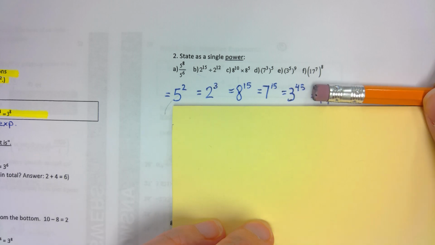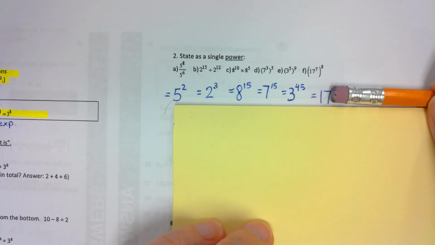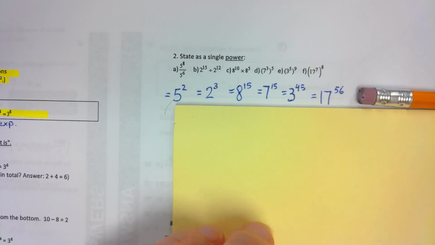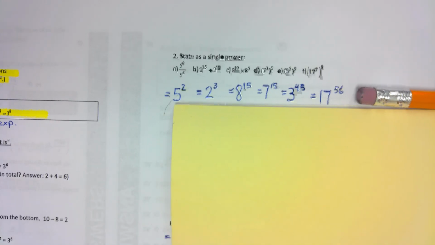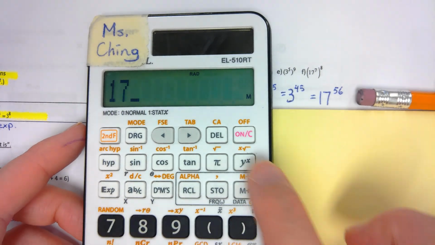And then last one, Sunny. Huh? Sorry. I just randomly picked. Yep, 17 to the 56. Good. Can you actually do 17 to the power of 56 on your calculator? Will it give you an answer? In scientific notation. That's right.